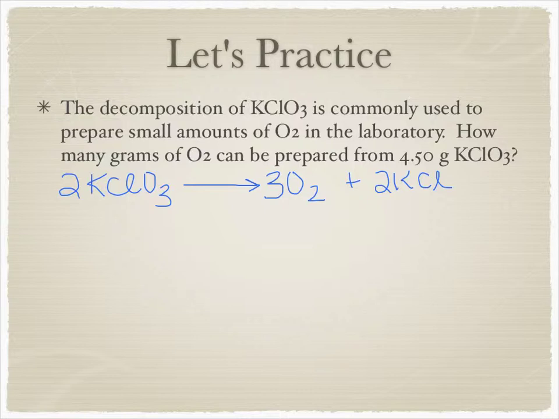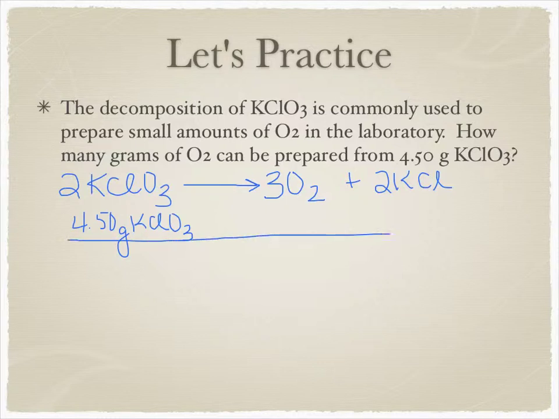Now, we're going to take what we start with, the 4.50 grams of KClO3, and we need to convert that to grams of oxygen. So remember your stoichiometry map from last year, if you're using that. The first step would be to convert grams to moles, and we're going to use the molar mass of KClO3, which happens to be 122.6 grams. And we're going to convert to 1 mole, because remember, by definition, the molar mass is 1 mole of any substance.